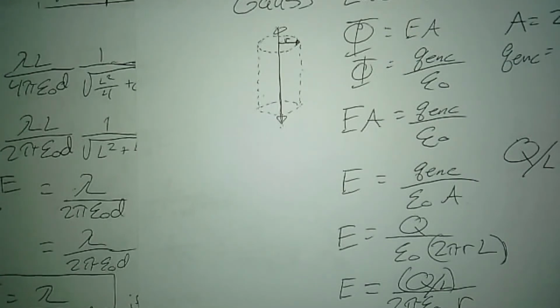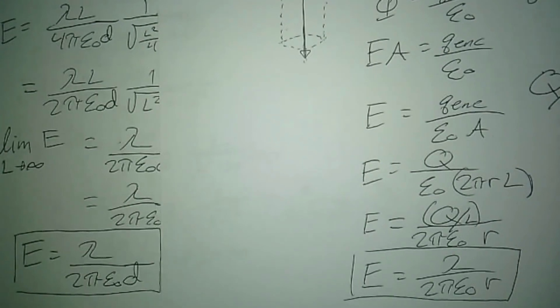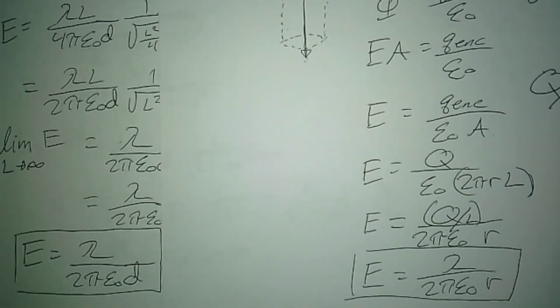I think in the case that you have an infinite wire, Gauss's law is easier. But in the case that you have a finite wire, doing it the way we just did is a little bit more robust. But it's also more involved.